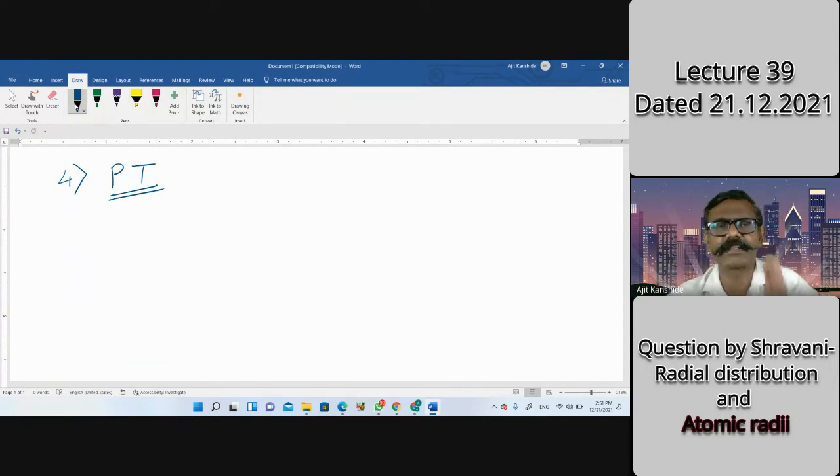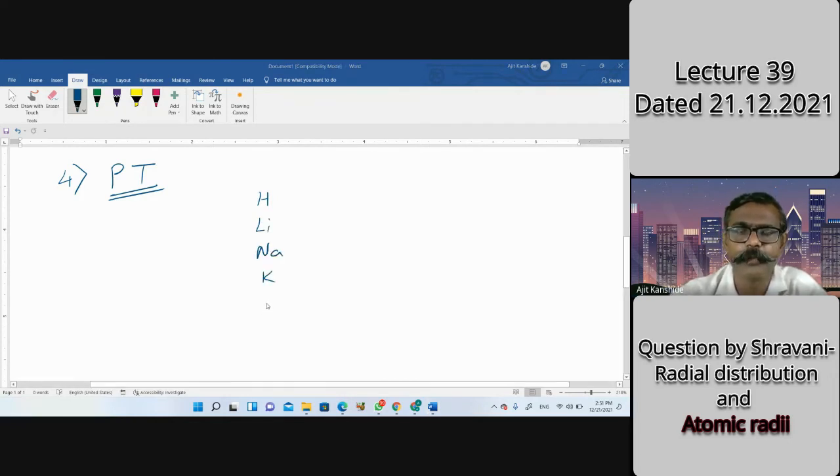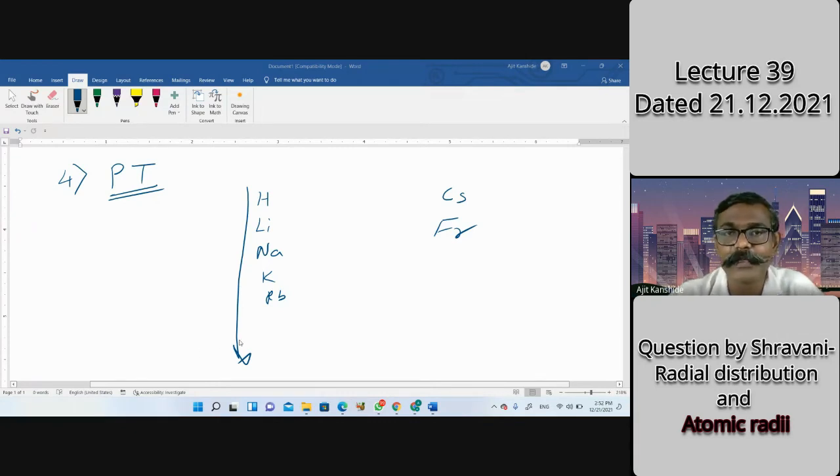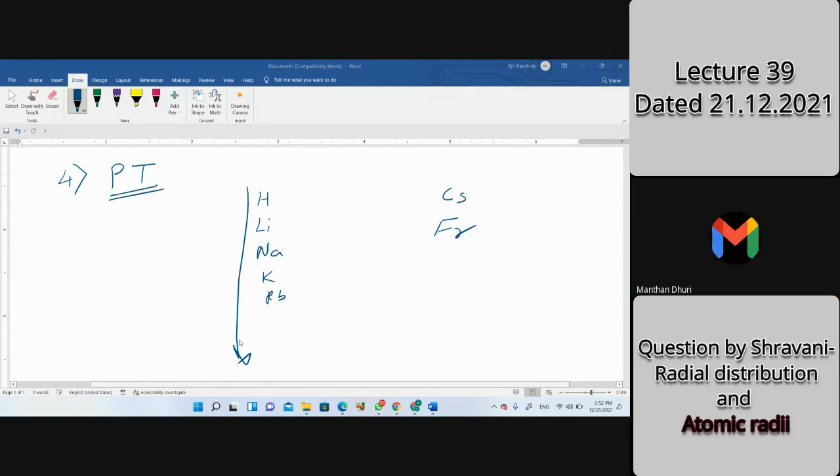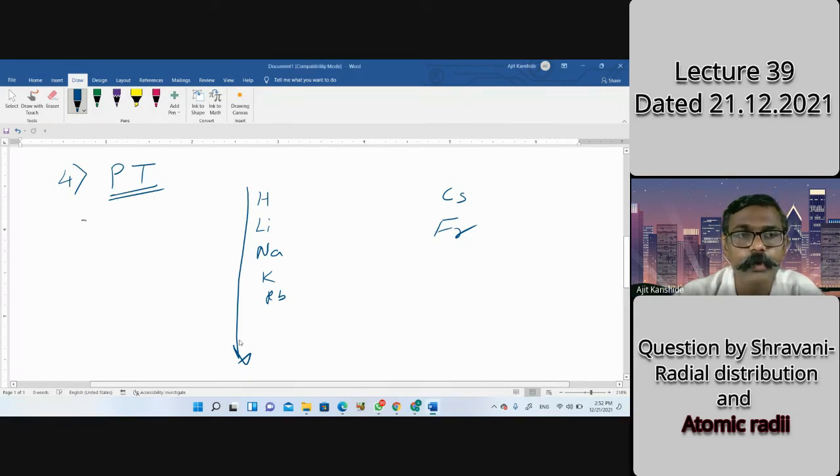group, say the first group. Actually, first group starts with hydrogen, then lithium, then sodium, then potassium, then rubidium, then cesium, and last is francium. What do you think? Atomic size as I go from hydrogen to francium will increase or decrease as I move from top to bottom? Increase. Yes, so in a group, atomic size increases.